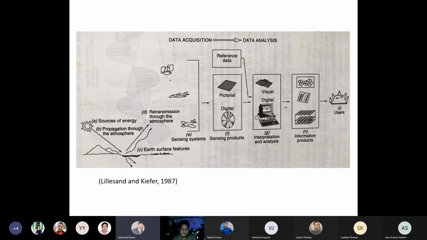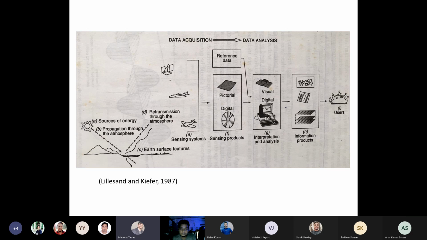Okay, now this step G includes the image processing. If our sensing product is images, then at step G we apply different image processing techniques to get the desired information or to improve the quality of the image for further visualization and interpretation. Okay, we will do a brief discussion in this course, and in the second semester you will learn in detail in the satellite image processing course. Okay, that is what we will do at step G.